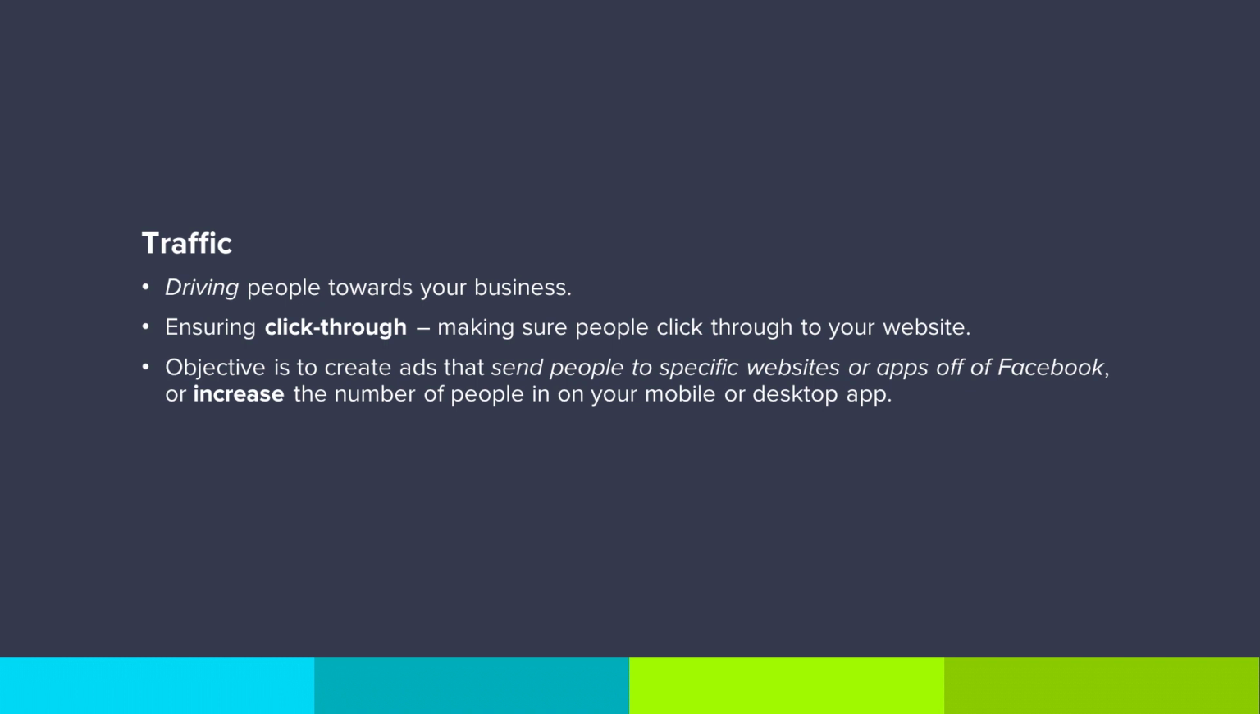The idea is that you'll be creating ads that send people where you want them to go, either to a specific website or app off of Facebook, or increase the number of people going to your mobile or desktop app, called App Engagement, or target people who have previously installed your app in the audience section of ad creation. This is perfect for blog promotion, getting more people to read your great content.